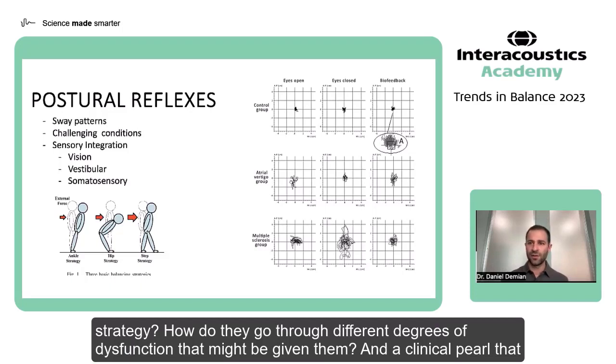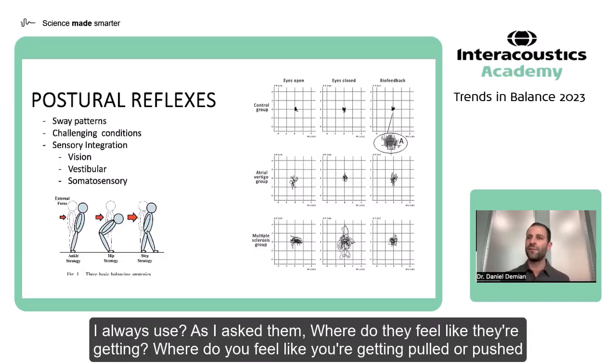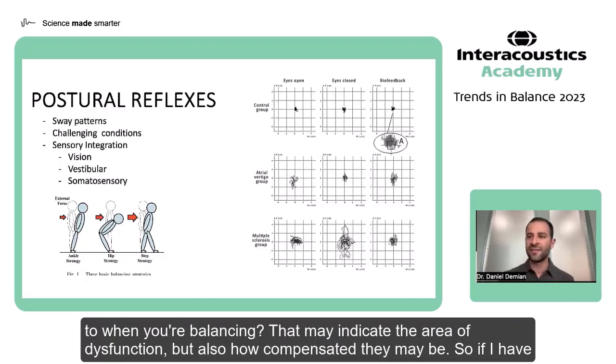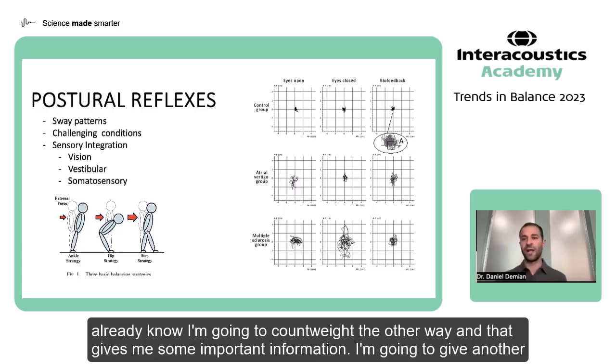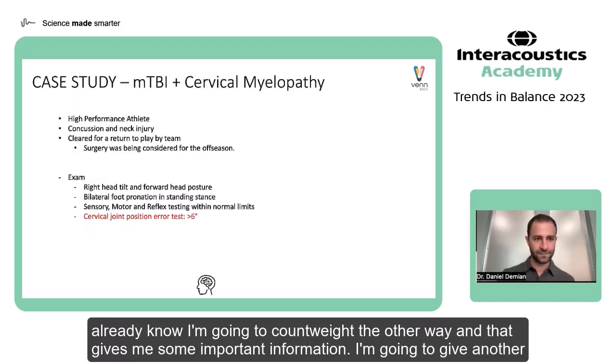And a clinical pearl that I always use is I ask them, where do you feel like you're getting pulled or pushed to when you're balancing? And that may indicate the area of dysfunction, but also how compensated they may be. So if I've had a vestibular issue for a long time and I feel like I'm falling one way, when I do my balance test with my eyes closed, I already know I'm going to counterweight the other way. And that gives me some important information.